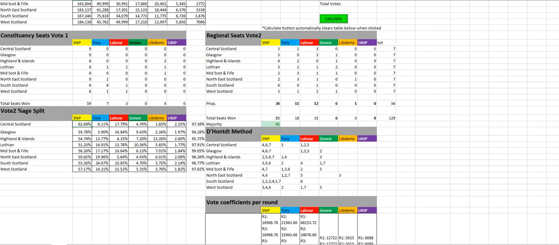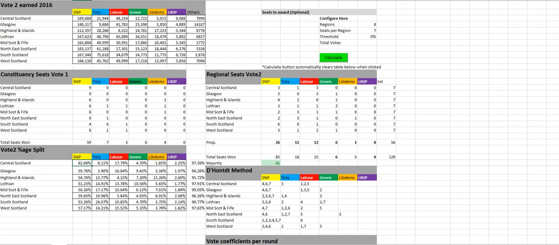Well, I think that's amazing. I don't know about you, but if you look at that, we now have the SNP on 85 seats. We have a huge House majority of 41. Labour are down to 18. Not Labour, Tories are down to 18. Labour are down to 15. Greens still got 6, 5 and 0. But that's a big thing here.